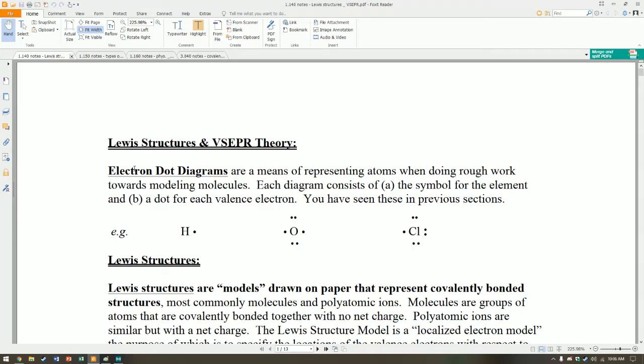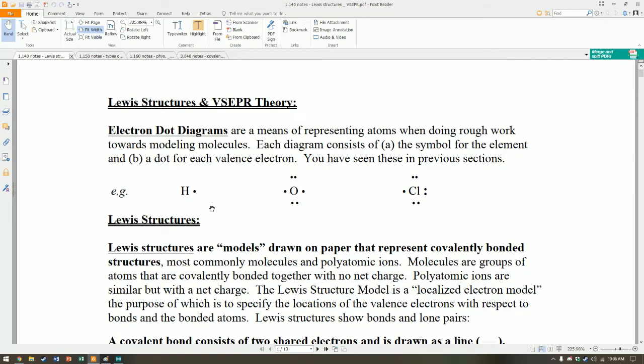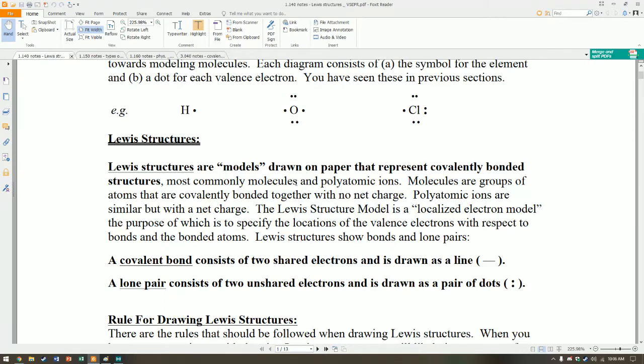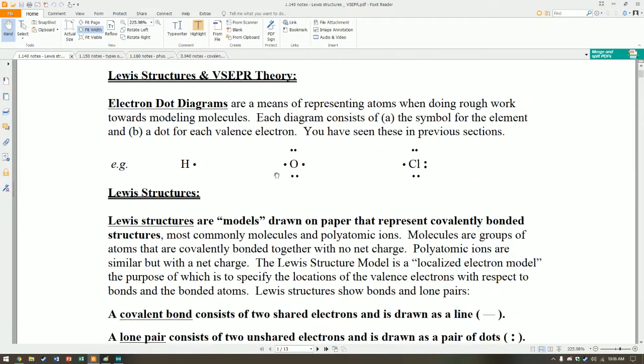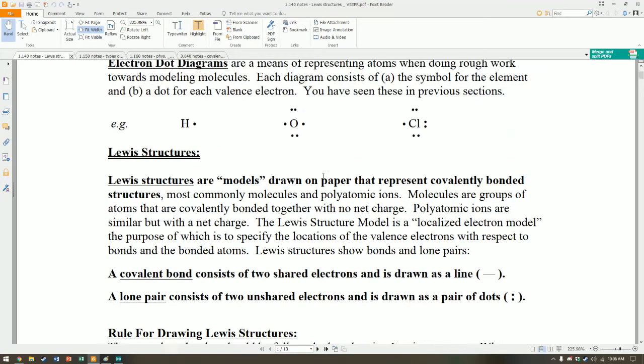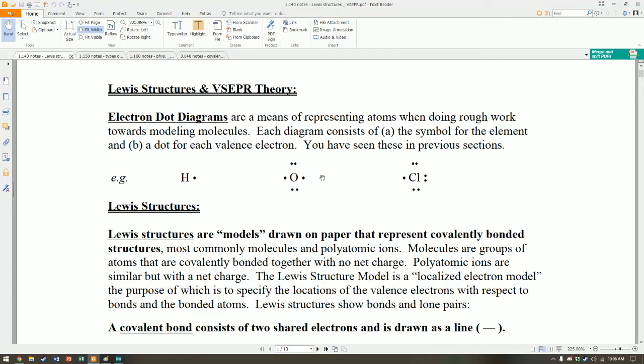So the first thing I want to introduce is the electron dot diagram, and it's just a means of representing the valence electrons around an atom. For example, hydrogen, since it only has one valence electron, we draw one dot. For oxygen, we draw 6 dots. Chlorine, 7 dots.